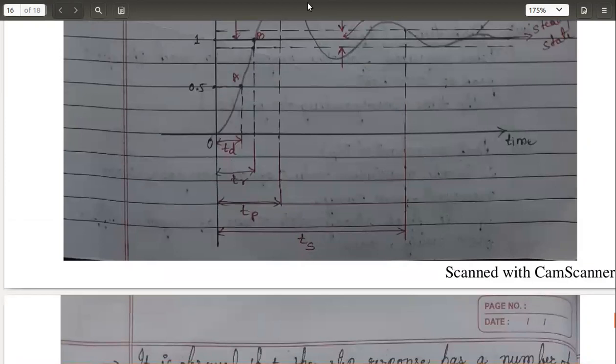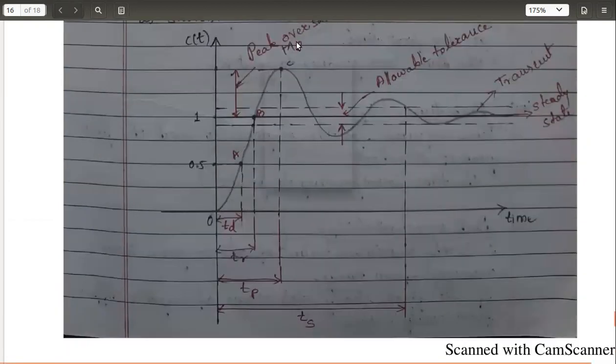Which are those parameters? In the diagram I have listed them. One is your MP. Here you have TD. I hope it is visible to you. Here it is MP. You have TR, TP, and TS. So let us take these one by one.